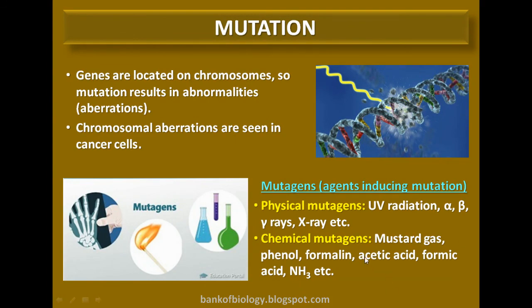And the agents, this is very important. Sometimes there is a 1 mark question: what do you mean by mutagens and what are the different mutagens? Maybe a 1 mark or 2 mark question. So mutagens are the agents which induce mutation. That may be physical mutagens such as ultraviolet radiations, alpha, beta, gamma rays, X-rays, etc. And chemical mutagens such as mustard gas, phenol, formalin, acetic acid, formic acid, ammonia, etc. So this was all about mutation.